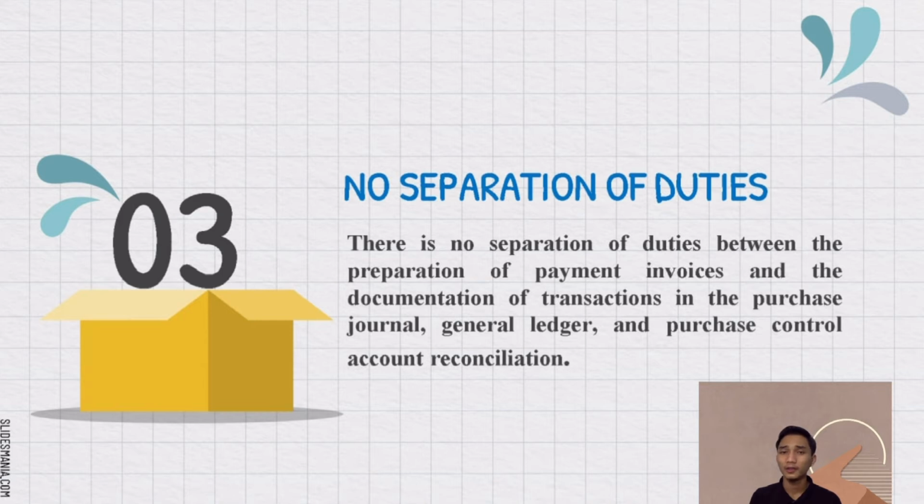The third point is there is no separation of duties between the preparation of the payment invoice and the documentation of the transaction in the purchase journal, general ledger, and the purchase control account reconciliation. Billing, account receivable, general ledger, and data processing are only a few of the duties or responsibilities the clerk has that should be isolated from one another.